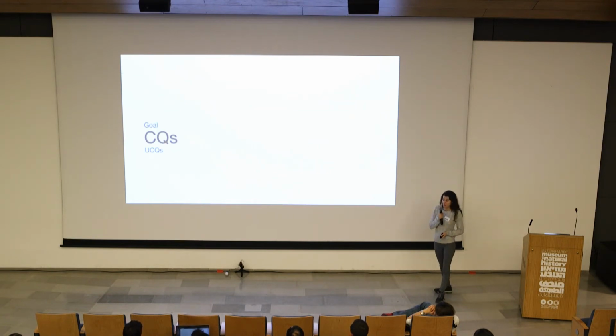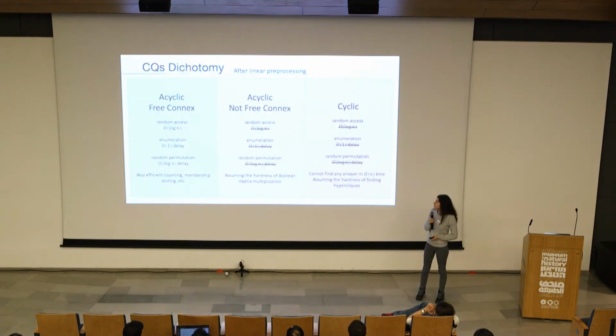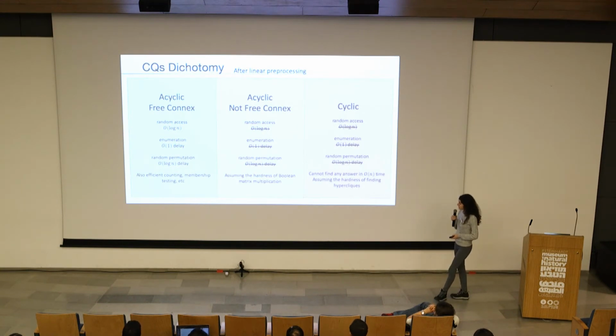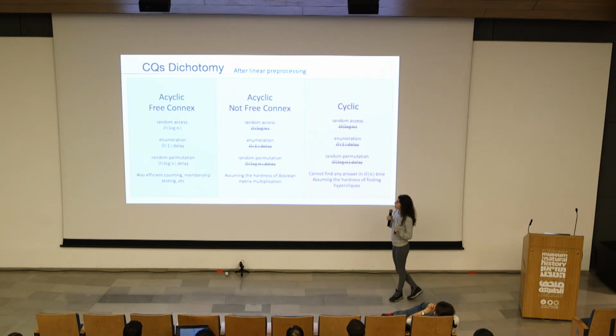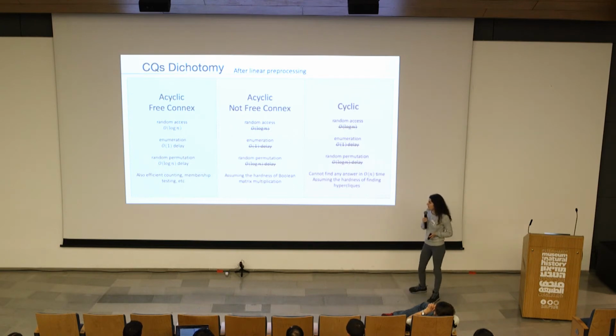So let's see what we know about conjunctive queries first. We have a dichotomy that tells us for each query whether it is easy or hard, depending on its structure. So after linear preprocessing, queries with a structure that's called acyclic and free-connex are easy. We can do random access with log n delay, enumeration with O(1) delay, random permutation with log n delay, and we can also do efficient counting, membership testing, and so on.